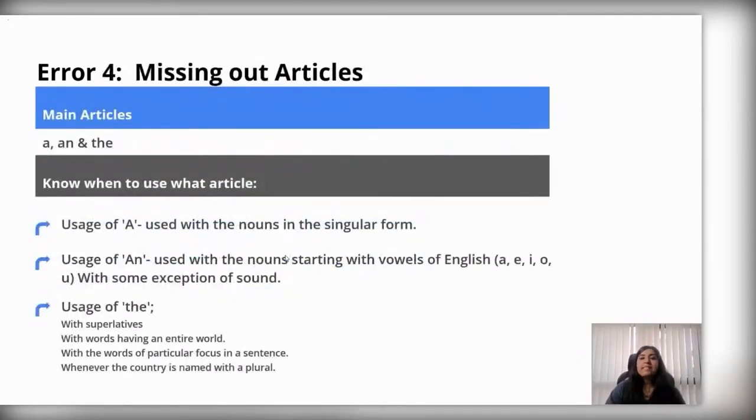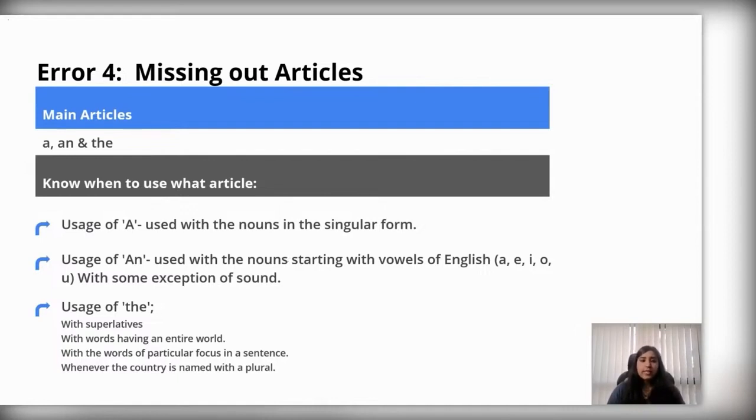Error number 4 is missing out articles. This is quite common, and again, just like missing out on pronouns, this is something that also makes your sentence sound a little different to the ear, okay? So the main articles that we're talking about right now are a, an, and the. And it's really important to know and understand when to use which article.